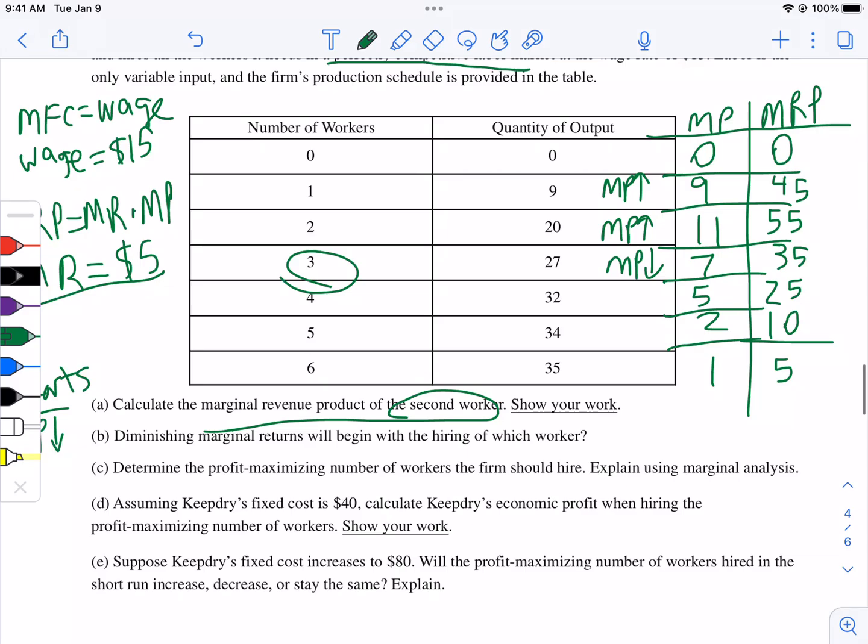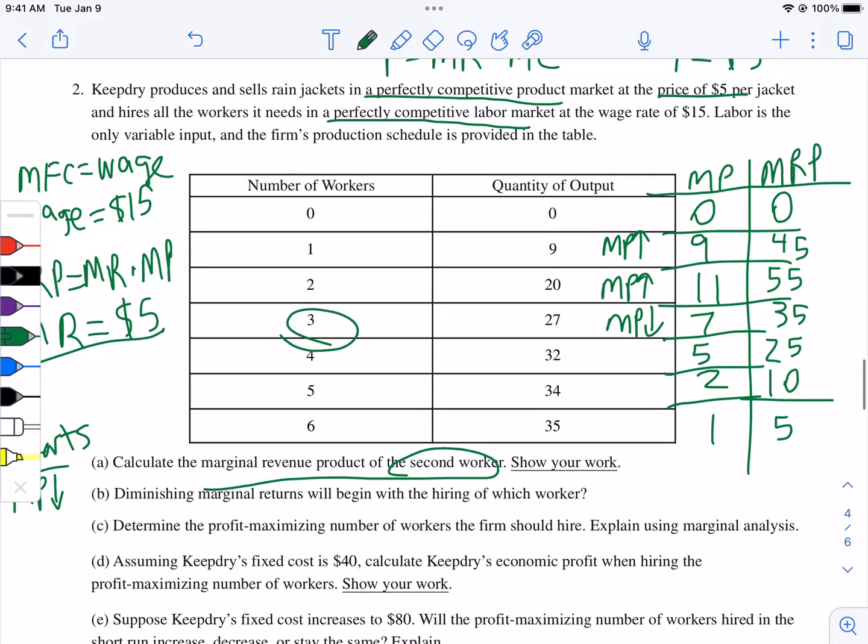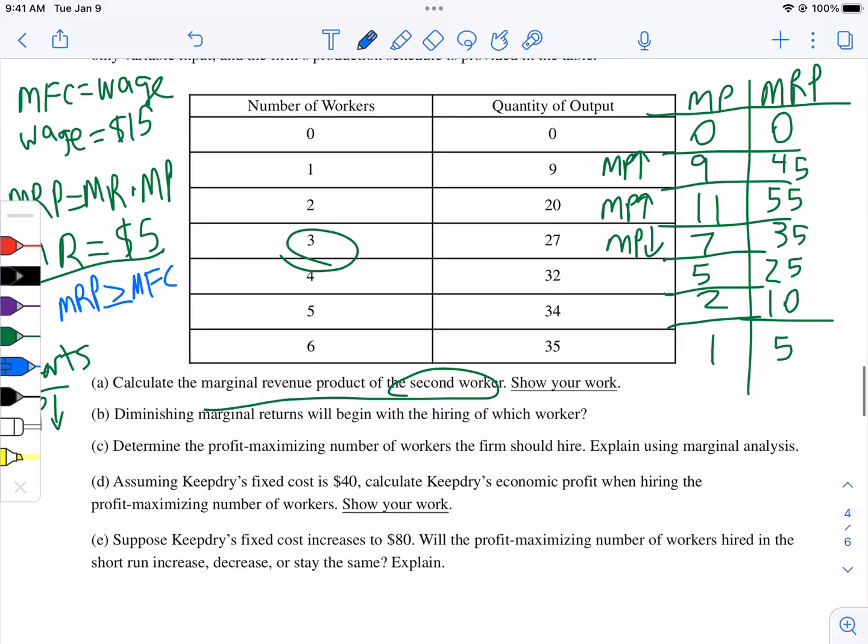Part C. Determine the profit maximizing number of workers they should hire. Remember, profit max for hiring labor is wherever the MRP is greater than or equal to the marginal factor cost. And remember, your MFC is the same as your wage, and your wage is 15. So we are trying to look at where your marginal revenue product is greater than or equal to 15.